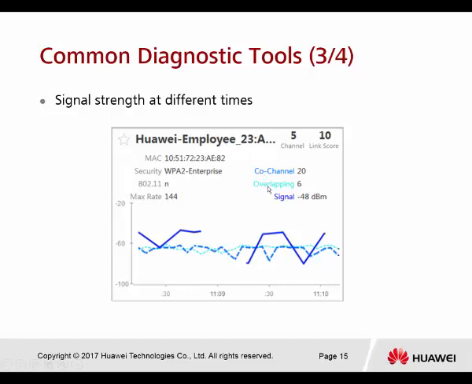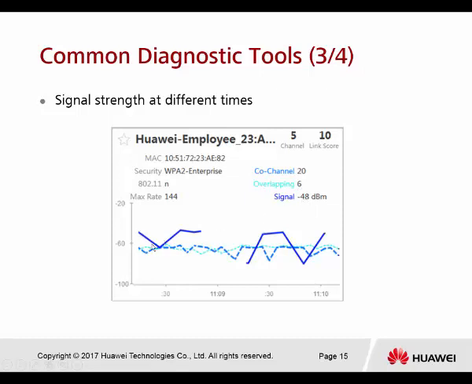Then another is called overlapping. Overlapping is the adjacent channel. The channels might be different from yours. Like right now I'm using channel number 5. The channels adjacent to channel 5 would be channel 2, 3, 4, 6, 7, and so on. They cause the interference. And right now my signal strength is -48.